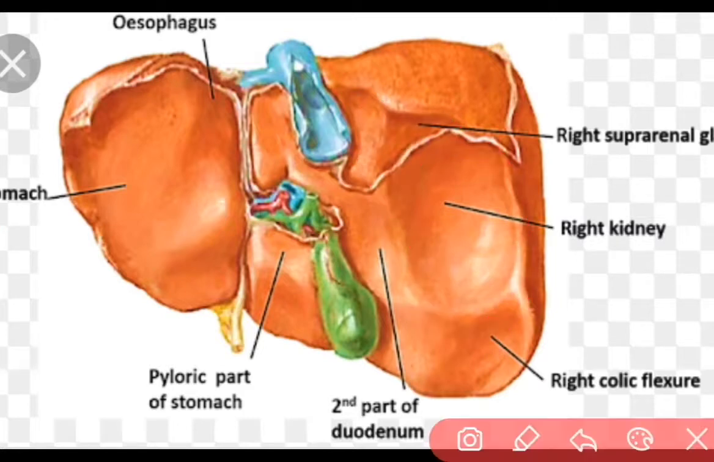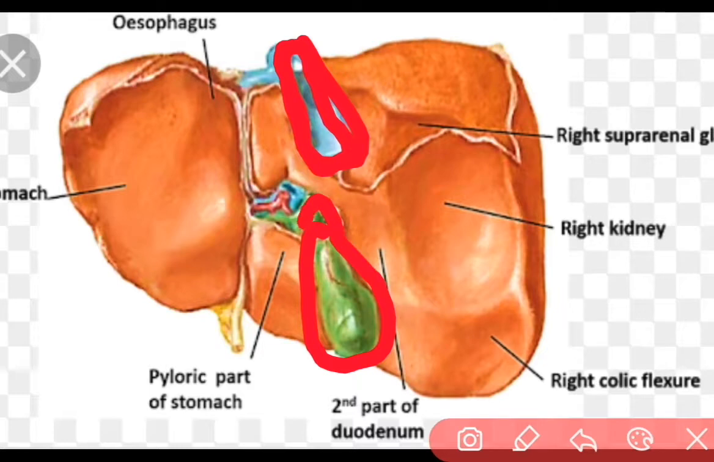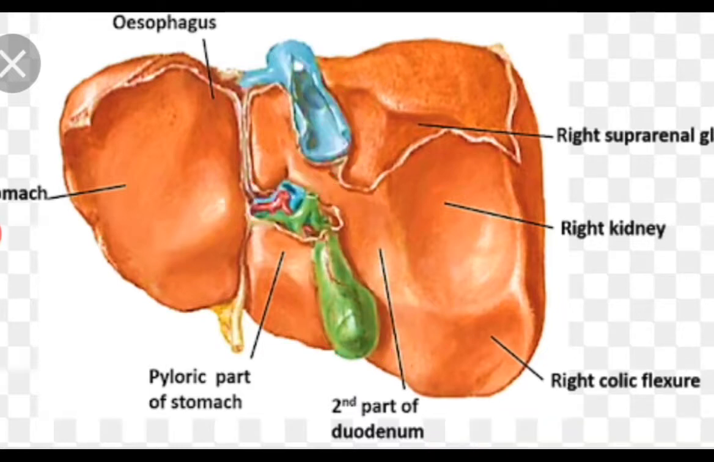And you can also see a groove for inferior vena cava. So inferior vena cava is also present. The fossa for gallbladder. So gallbladder is also present. And the most important structure is the porta hepatis, as we talked earlier.